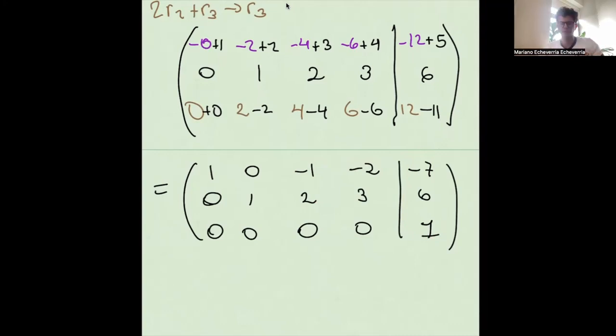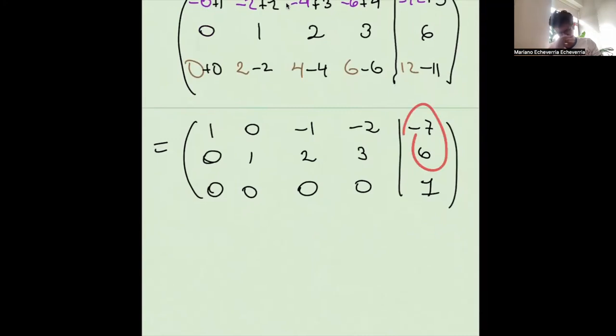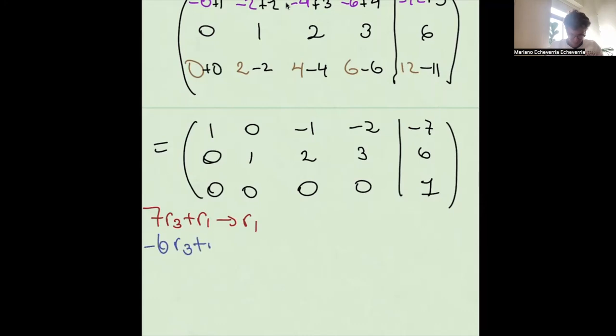If you wanted, you could put zeros above this one. So how can you put zeros above that one? You could do minus row 3 plus row 1. Sorry, you would need 7 row 3 plus row 1 into row 1. And then you could also do minus 6 row 3 plus row 2 into row 2.